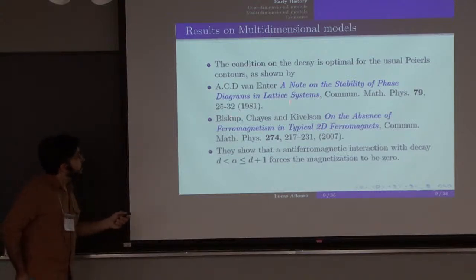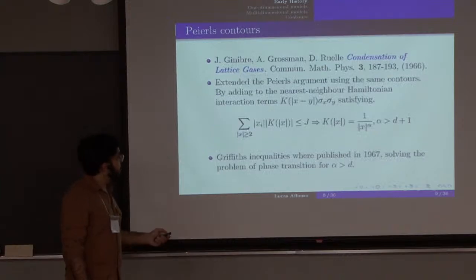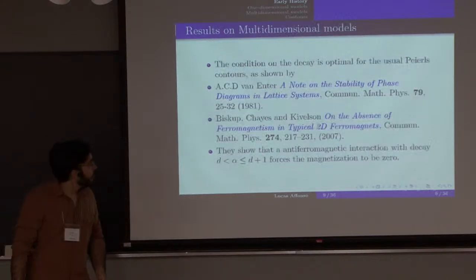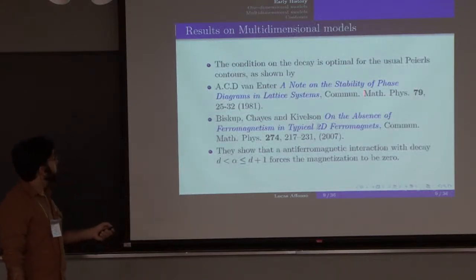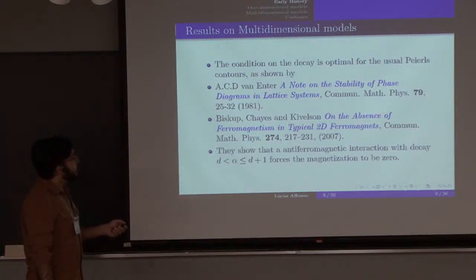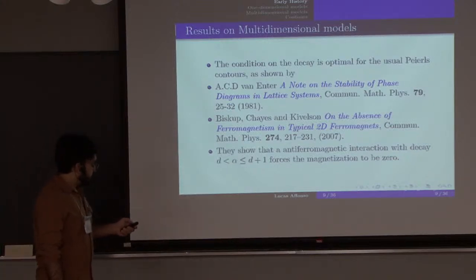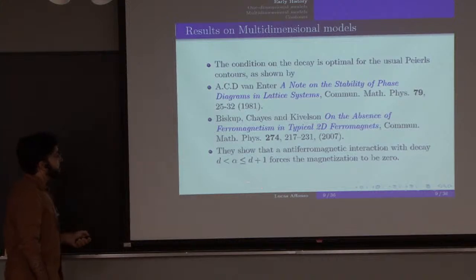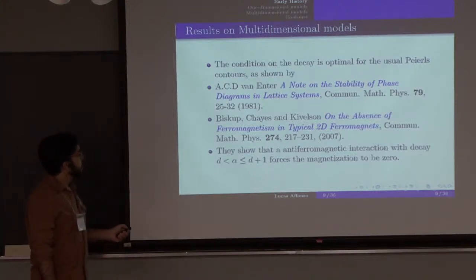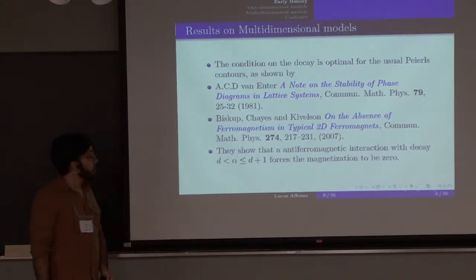Okay. So what happens is that this condition right here for the Pyro's argument to hold is somewhat optimal, as shown by Van Enter in this paper, and also by this paper by Biskup, Chayes, and Kivelson, where they both show that if you try to add an antiferromagnetic interaction with an intermediate decay between d and d plus 1, the magnetization needs to be 0.